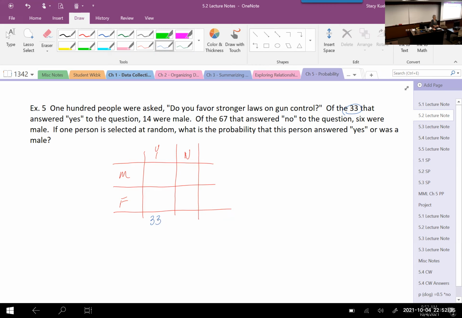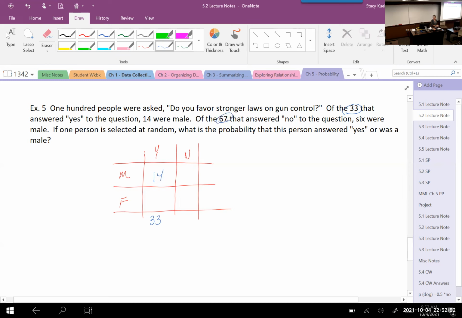Where would I put it? On the male. On the male, but where? On the yes. Yes, males. That's right. So that would go here. Okay. Of the 67 that answered no, what would I do with that?